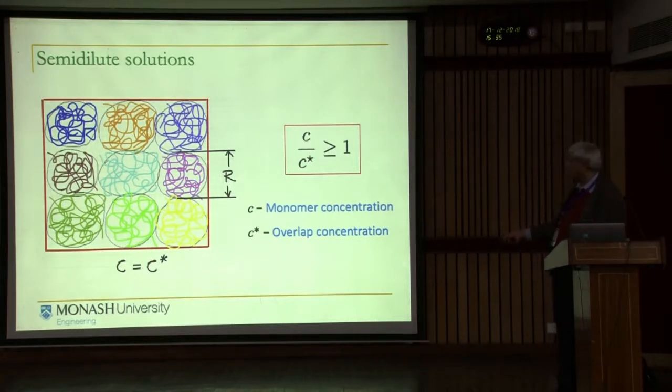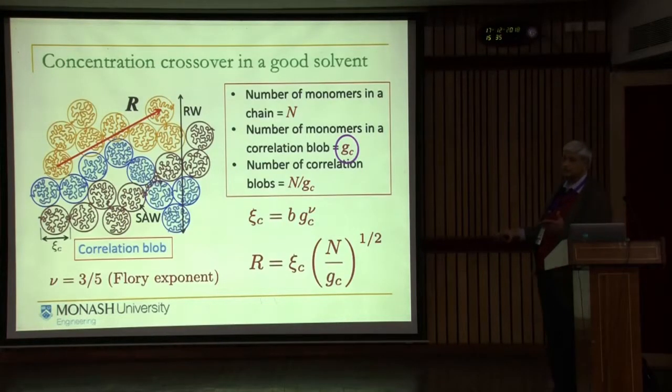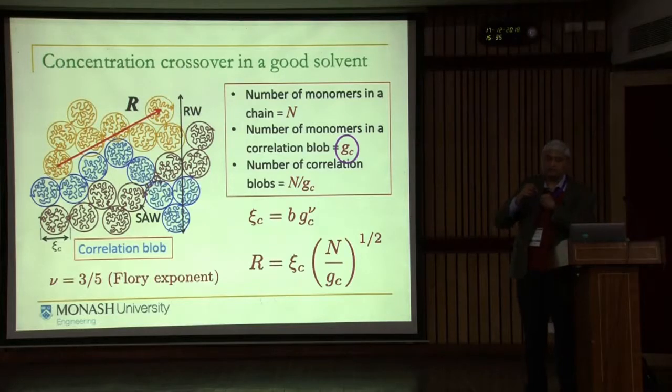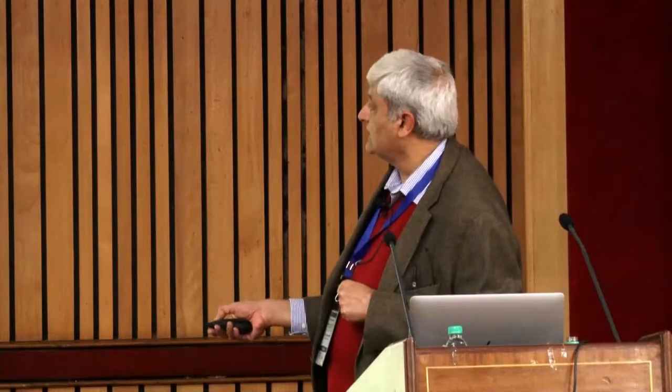And it begins at what's called the overlap concentration C star, when the chains are just beginning to touch each other. And in this regime, de Gennes introduced the notion of a correlation blob, where he argued that on length scales below the correlation blob, a segment on a polymer chain doesn't know there are other chains in the system. And so within a correlation blob, the polymer segment behaves as if it's in a dilute solution. On the other hand, on length scales larger than the correlation blob, you have chain-chain interactions, and then it behaves like a concentrated solution or a melt.